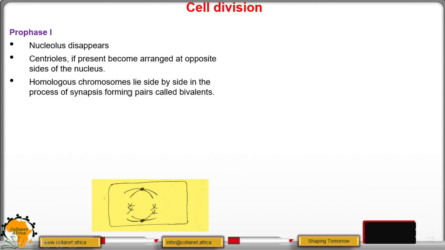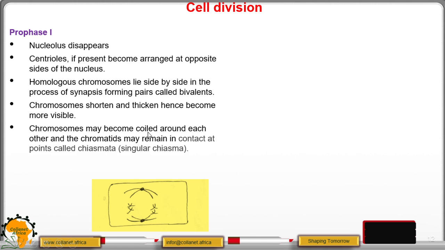Homologous chromosomes lie side by side through a process called synapsis to form bivalents. So these are homologous chromosomes. They are lying side by side. So these are the bivalents. The chromosomes become short and thick, and then they become more visible. But in interphase 1, there were no visible chromosomes in the nucleus.